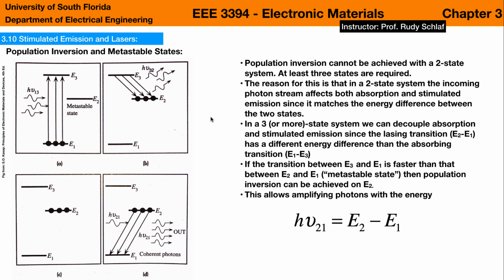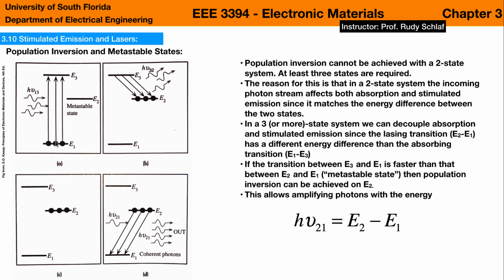The reason for this is that in a two-state system, the incoming photons will always find competition between absorption and stimulated emission. So as long as we have more electrons in the ground state than we have in the upper level, we will get more absorption, but as soon as we have the same number of electrons in the higher level state, then the stimulated emission will compete with the absorption, and so we can never go beyond a 50-50 population on the two states.